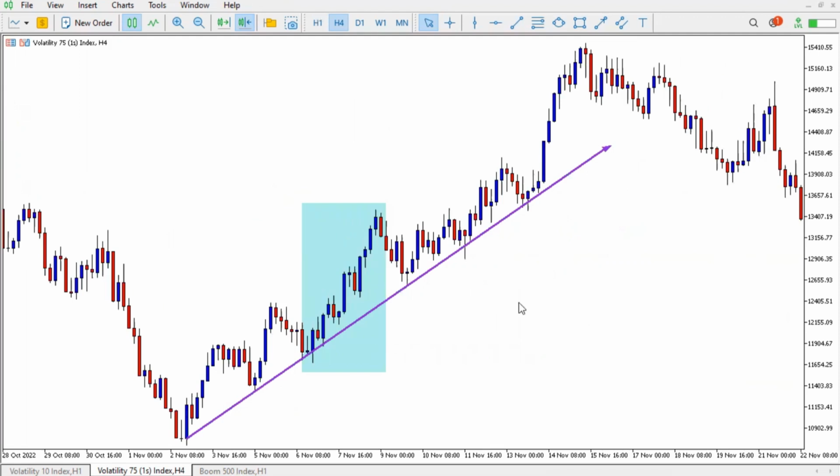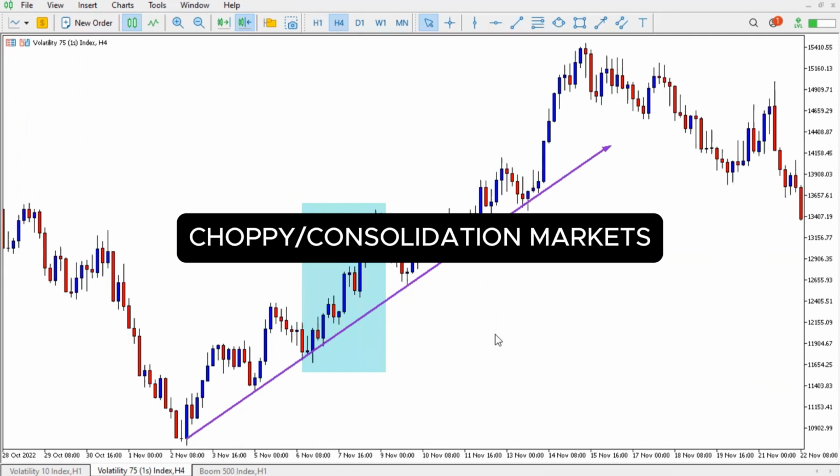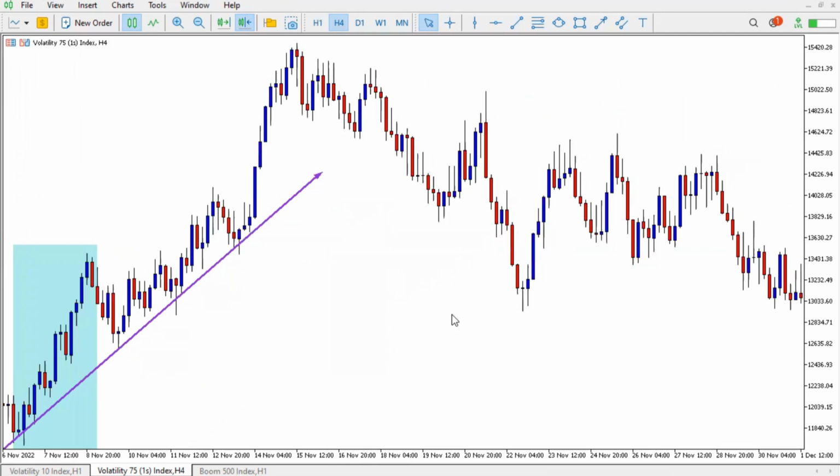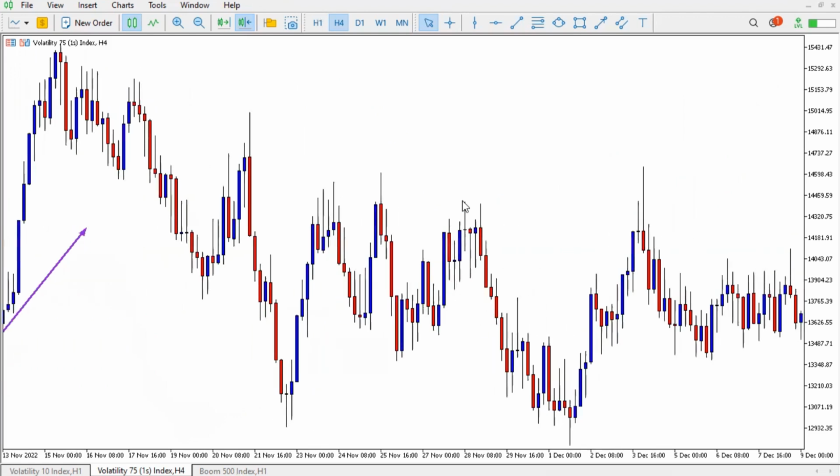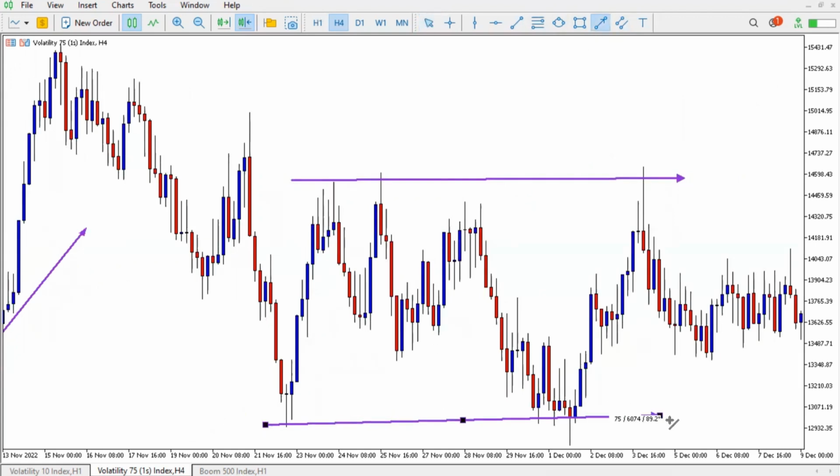Now the last scenario I want to show you before we end this class is a choppy, a ranging, or a consolidating market. Some also call it a channel, a trading channel. It's all the same. Now for this type of market, it will have equal highs and equal lows. This is not a perfect scenario, but I'm just using this so that you understand it. So this is a sideways market.